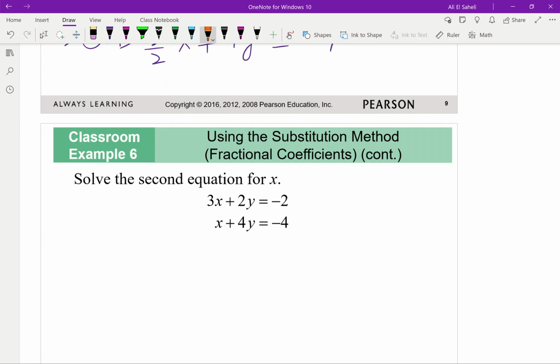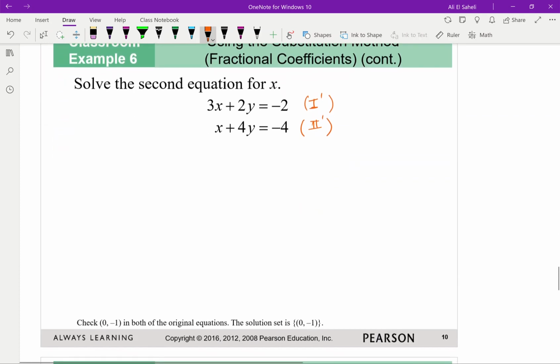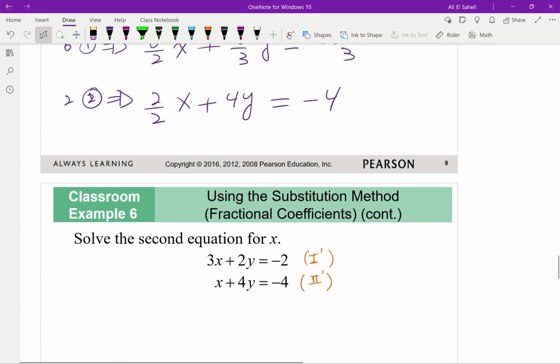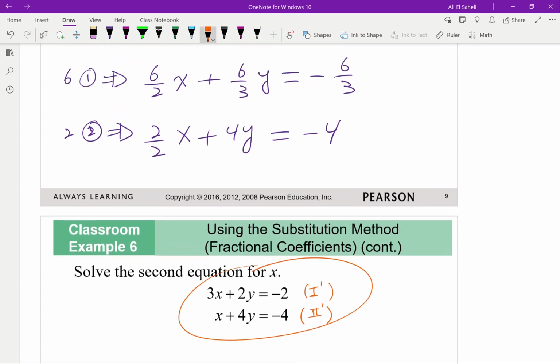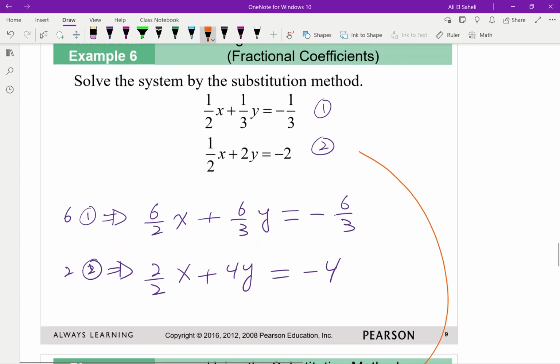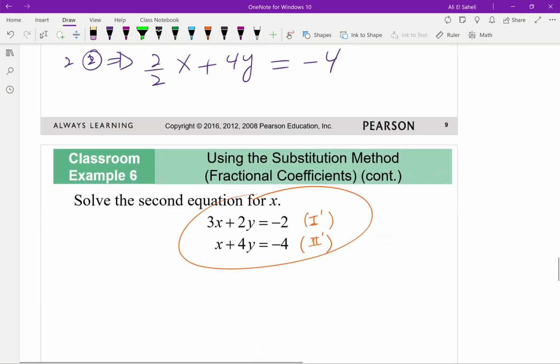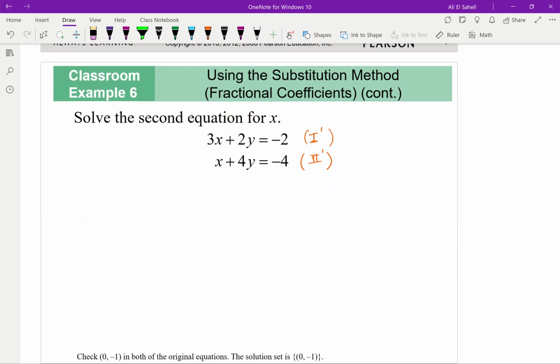So equations 1 and 2 are equivalent to these two equations. We call this 1 prime, and this is 2 prime. Maybe it's better to use Roman numerals for equations. This is an equivalent system. This system is equivalent to this system, meaning it has the same solution set. They have the same solutions. They are logically, mathematically equivalent.